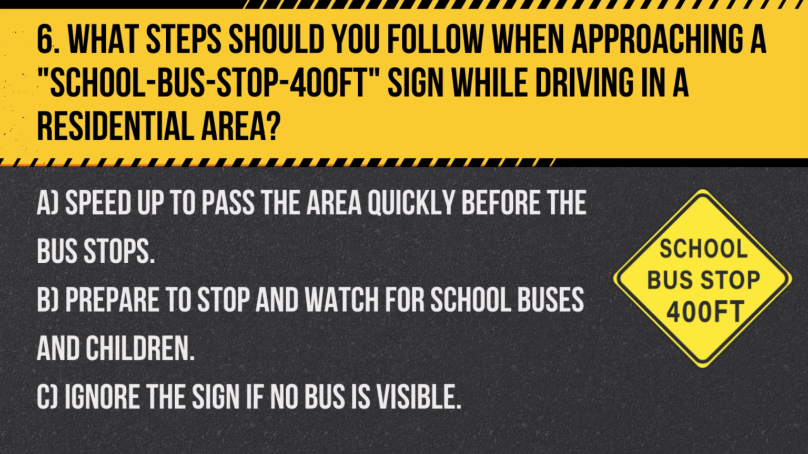Question 6. What steps should you follow when approaching a school bus stop 400 feet sign while driving in a residential area? A. Speed up to pass the area quickly before the bus stops. B. Prepare to stop and watch for school buses and children. C. Ignore the sign if no bus is visible.